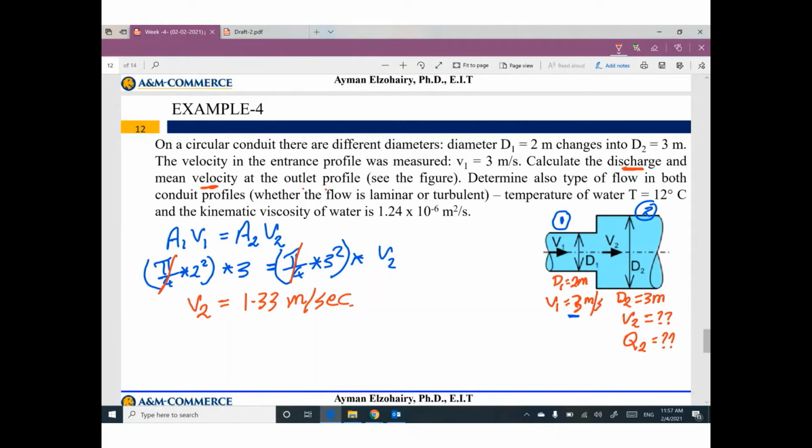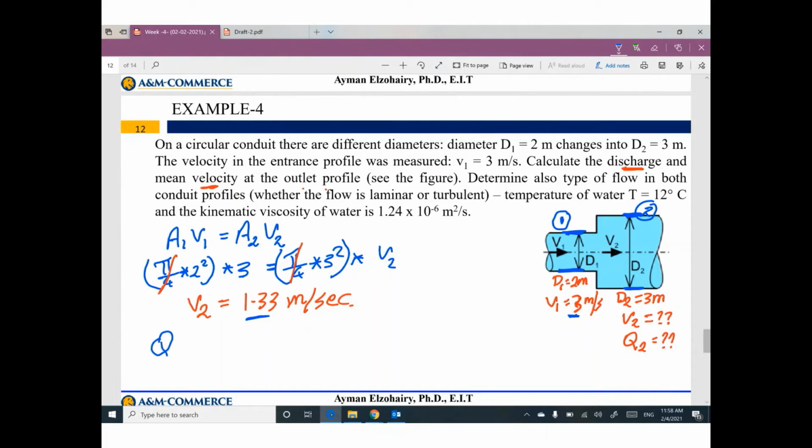And that makes sense to me. Why? Because at this smaller pipe, we have velocity 3. At the larger pipe, we can expect slower velocity. So your velocity becomes smaller, 1.33 meters per second.